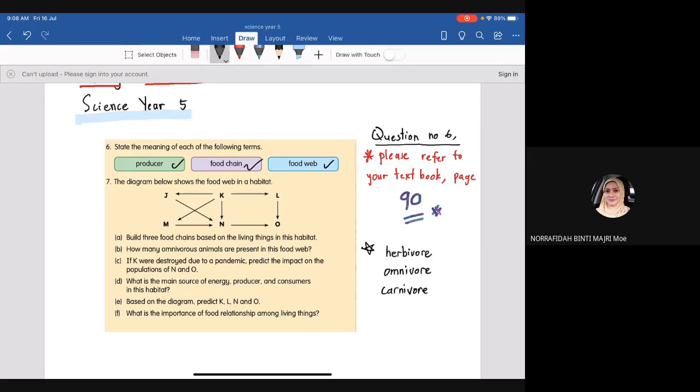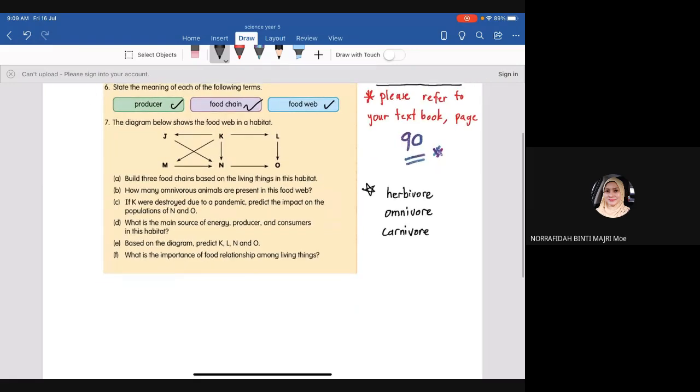The sentences are more simple and easy for you to understand. If you search on the internet, the sentences are very difficult to understand. What matters now is understanding. So do not worry, all the answers are in your textbook. Even this exercise has answers at the back, right? But don't look at the back. Do it yourself. Next one is about herbivore, omnivore and carnivore.